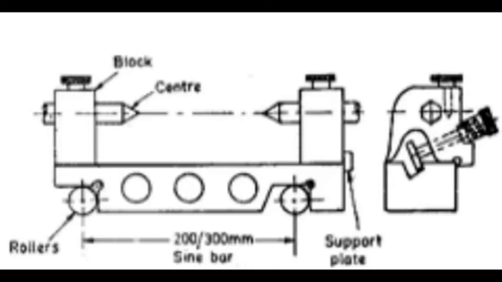So here two blocks, shown in the figure, are mounted on the top of the sine bar. These blocks accommodate centers and can be clamped at any position on the sine bar. The centers can also be adjusted depending on the length of the conical workpiece to be held between the centers. So sine centers are extremely useful for testing conical work, since the centers ensure correct alignment of the workpiece. The procedure for its setting is the same as that for the sine bar.